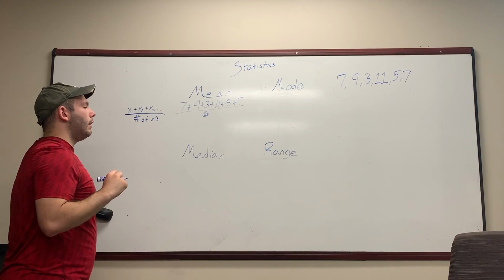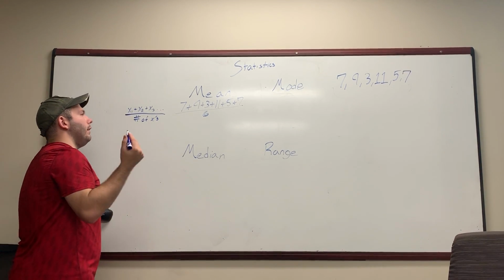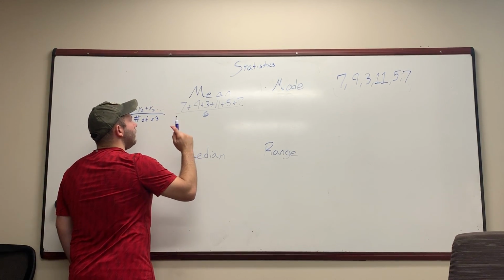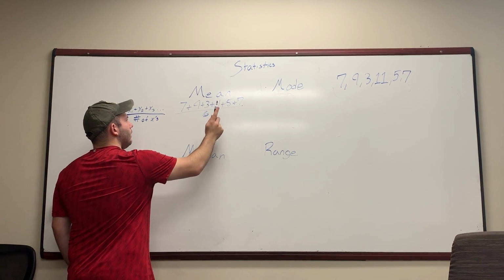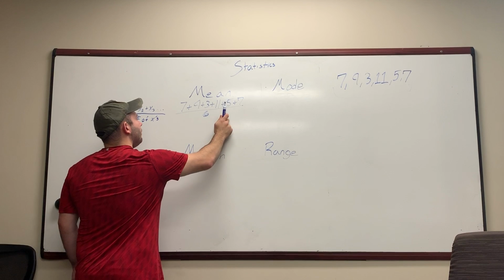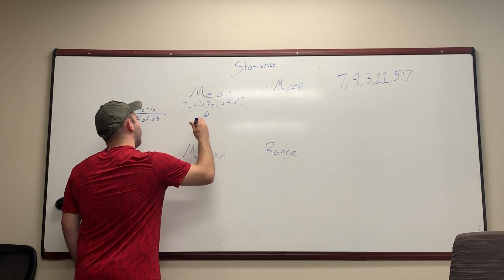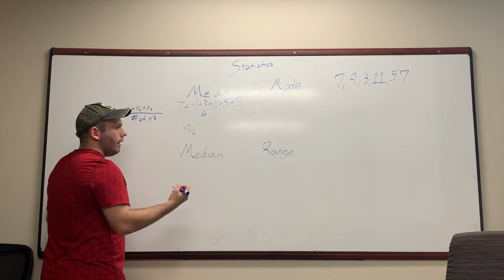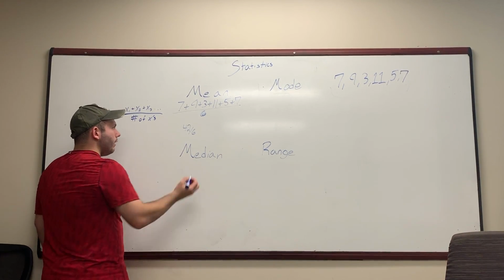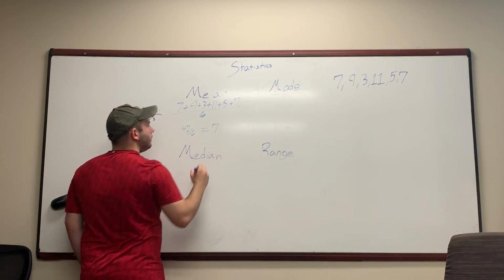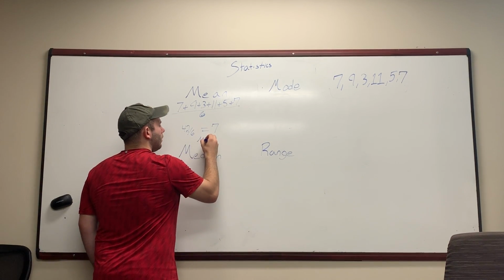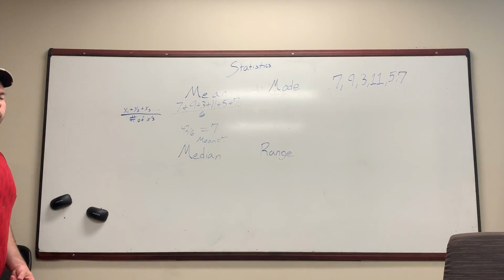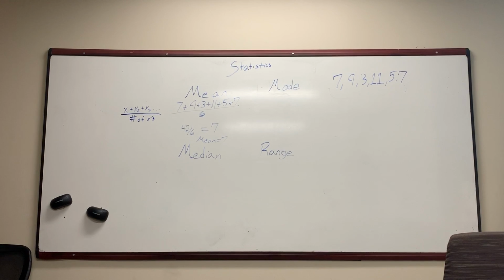Okay. Going off from there, let's start first by adding all the data points together. So 7 plus 9 is 16, plus 3 is 19, plus 11 is 30, plus 5 is 35, plus 7 is 42. So we have 42 over 6. Now, 42 divided by 6, you can put this in your calculators, is equal to 7. So our mean here is equal to 7. Simple enough.